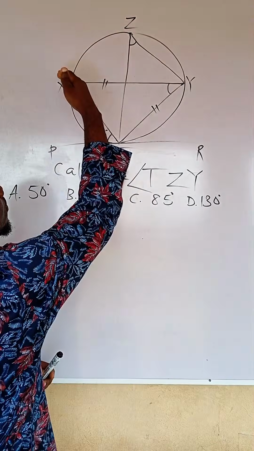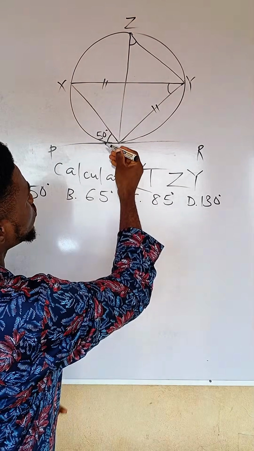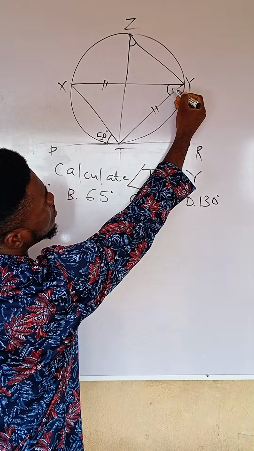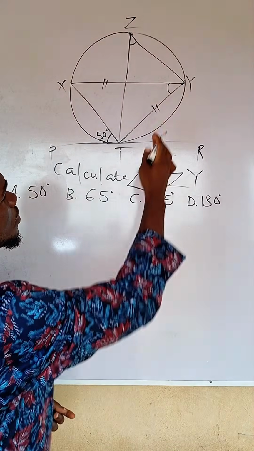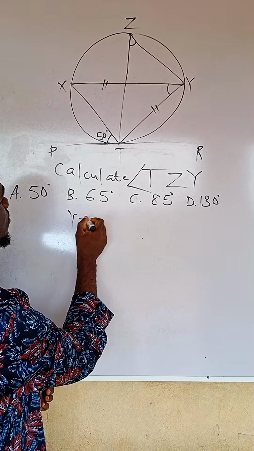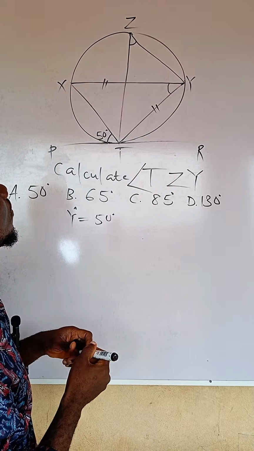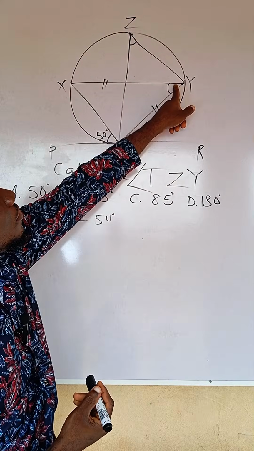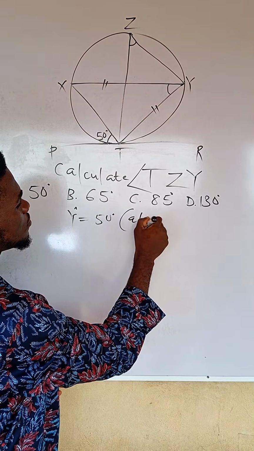This is a segment. This is the smaller segment. This is the bigger one. From that angle, you trace into the bigger one. Here becomes the alternate segment. So that means that here is also 50 degrees. So you can see that the angle at Y is equal to 50 degrees. Just have that in your mind. Now here is 50 degrees due to the rule of alternate segments.